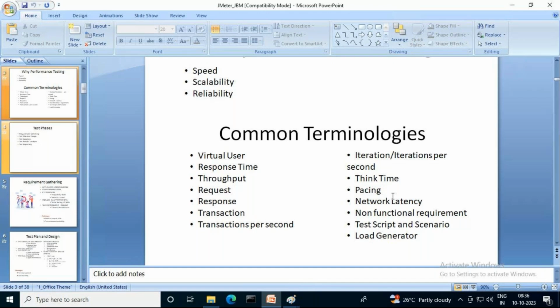Negative scenarios. Okay, the answer you are saying is we focus on negative scenarios. Next, we focus on positive scenarios. Only positive scenarios, or positive and negative both?